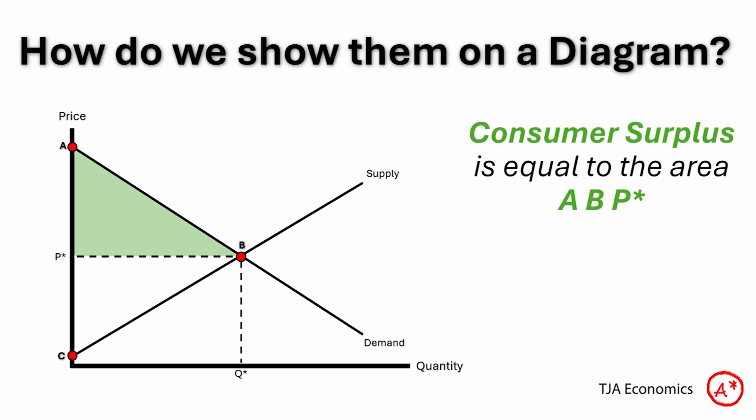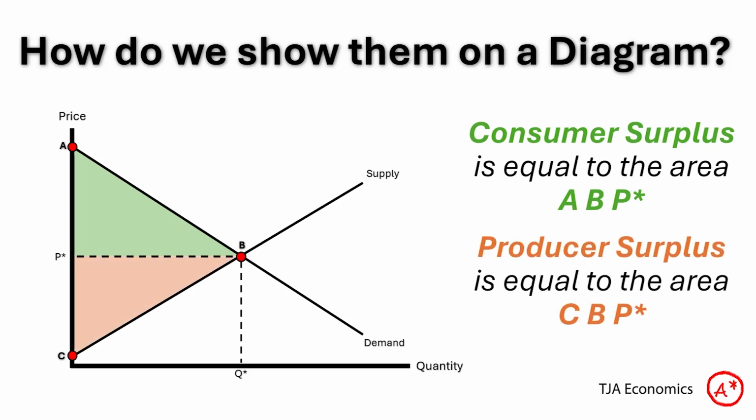Likewise, the supply curve shows us what suppliers will be willing to supply it for, and then the market price. So that orange triangle, C, B, P star, is producer surplus. That's the difference between the market price, P star, and the price they'd be willing to sell it for.